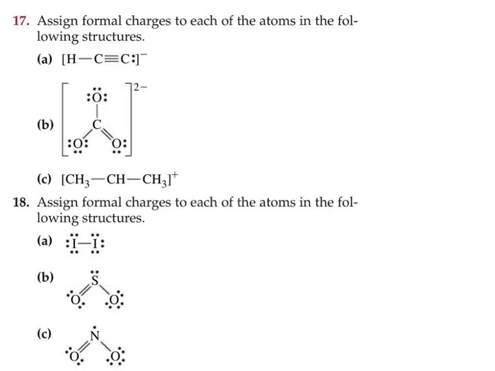So 17 says assign a formal charge to each atom. You can do that, just like we did. I guess one thing to think about is, A and B for 17 are both polyatomic ions. That doesn't change how you approach it. It does change that the sum of the formal charges should be equal to the charge of the overall polyatomic ion. Let's see, for C, I bet you guys would buy this.